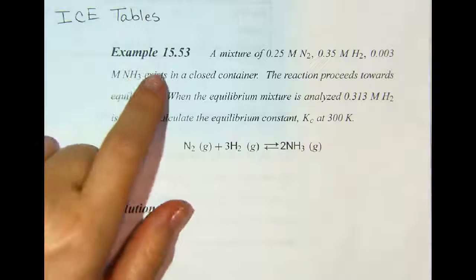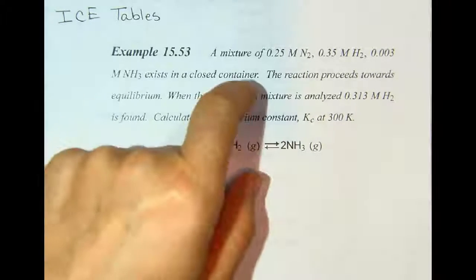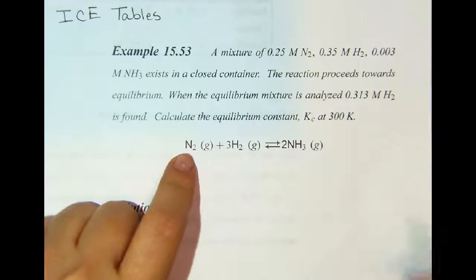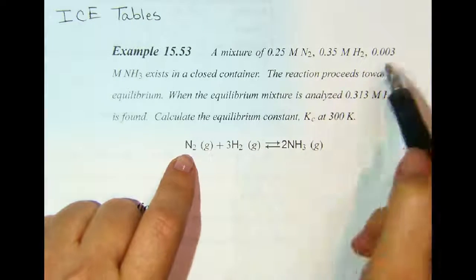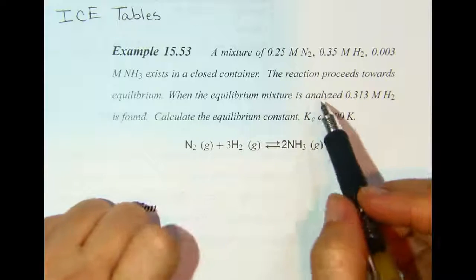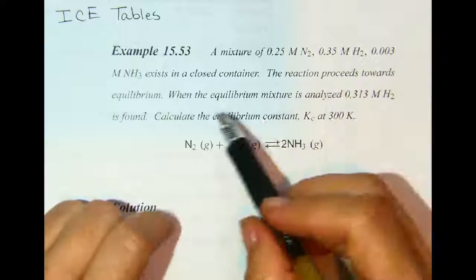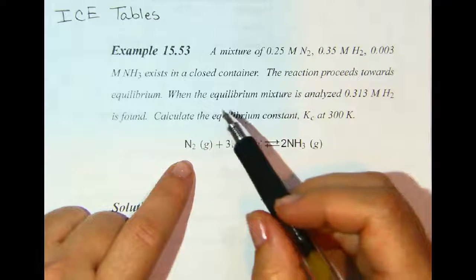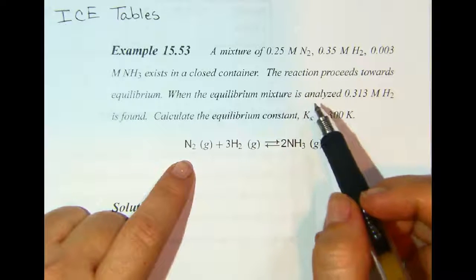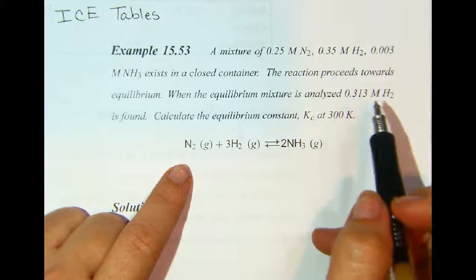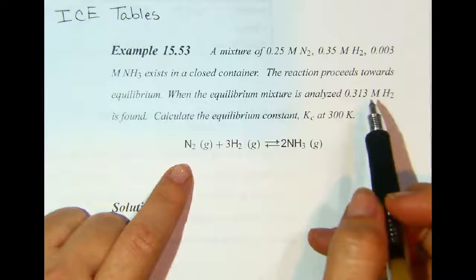So we have example 15.53. You have a mixture of 0.25 molar nitrogen, 0.35 molar hydrogen, and 0.003 molar ammonia that exist in a closed container. The reaction proceeds towards equilibrium, so that tells you that right now it's not at equilibrium. When the equilibrium mixture is analyzed, 0.313 molar hydrogen is found, so that is an amount we know of hydrogen when it is at equilibrium.